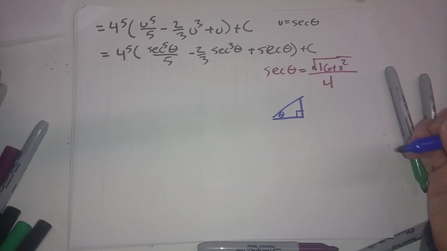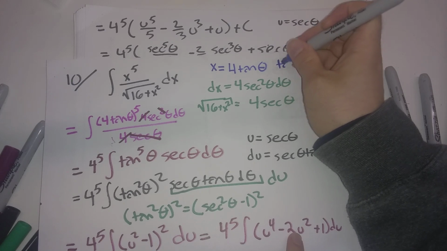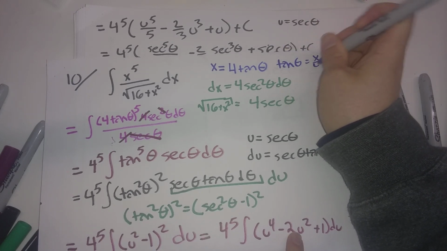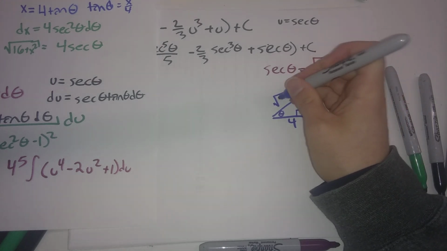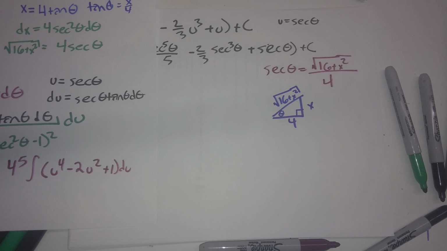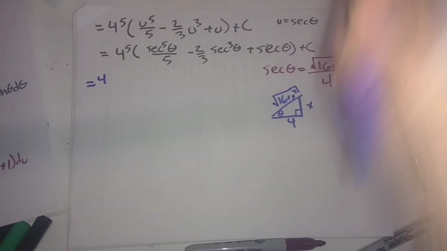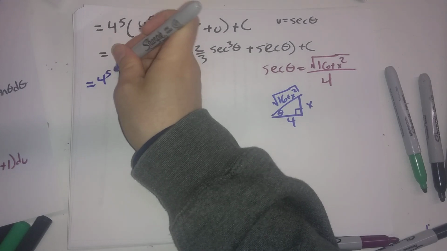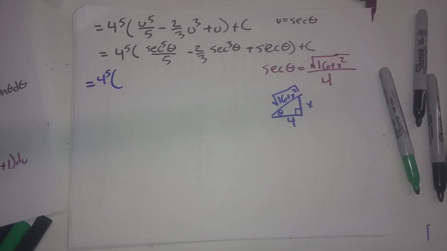Because x is equal to 4 tangent theta, tangent theta is equal to x over 4. So x over 4, square root of 16 plus x squared. And from this, we can read off secant theta. So the very last thing to do here is just to make that substitution. It's going to be kind of long and messy, but straightforward.